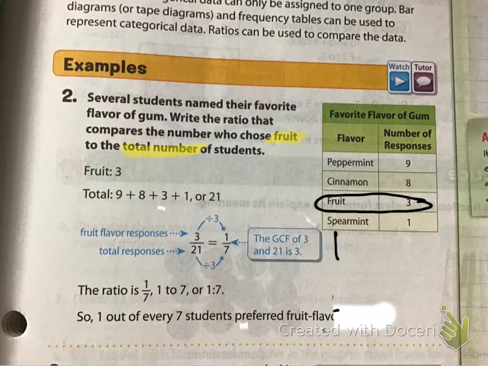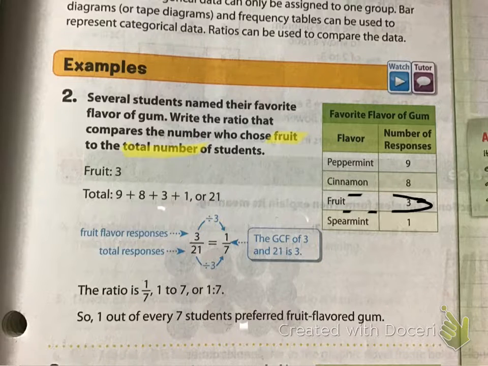This is a 7. Wow, epic face. Woo! We were right. So we can see that the ratio is 1 out of 7, 1 to 7, or 1:7. 1 out of every 7 students preferred fruit-flavored gum.